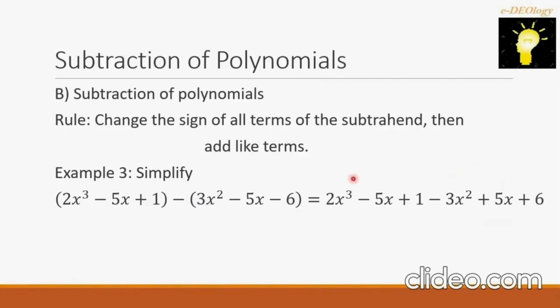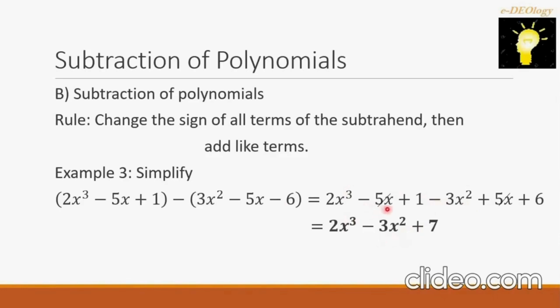The highest power here is the cube. So it seems there is no other variable with cube. So only this one, the 2x cubed. We will simply copy this. And for the negative 3x squared, there's no other term with a variable x squared. So we will put this negative 3x squared in the final answer also.